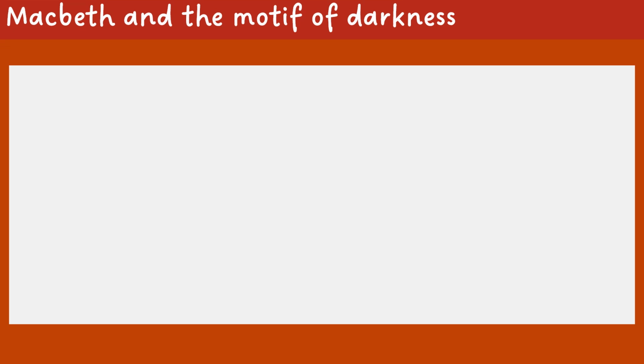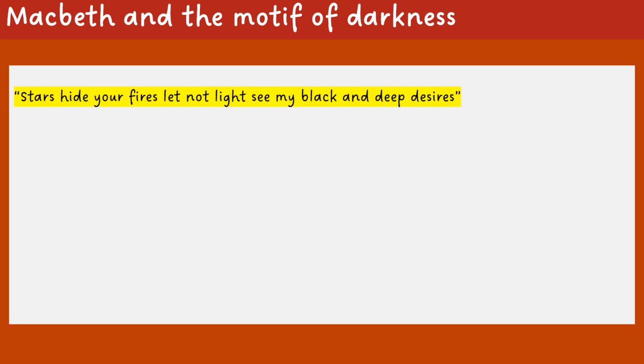Okay, so the first character I want to look at is Macbeth, and we're going to look at how Macbeth throughout the play links to the motif of darkness. Now, there are a multitude of quotations you could use to support your analysis looking at Macbeth and this link to darkness. However, I've picked a specific one that's really easy to talk about in any of your essays. And that quotation is, "Stars hide your fires, let not light see my black and deep desires."